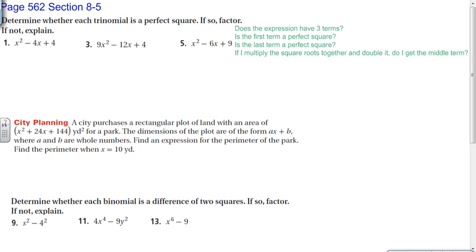Page 562, section A5, determine whether each trinomial is a perfect square. If so, factor it. If not, explain why it wasn't. So basically you're asking yourself this set of questions.